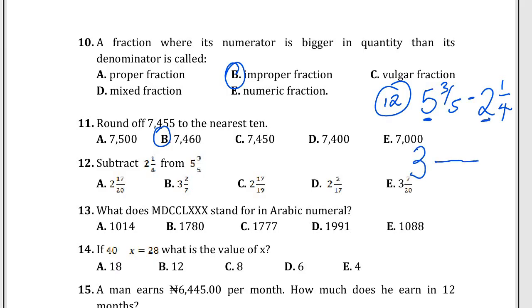Then you take the LCM of the denominators. LCM of 4 and 5 is 20. 20 divided by 5 is 4. 4 times 3 is 12 minus 20 divided by 4 is 5. 5 times 1 is 5. So 3 whole 12 minus 5, 7 out of 20 is your answer, which is option E.